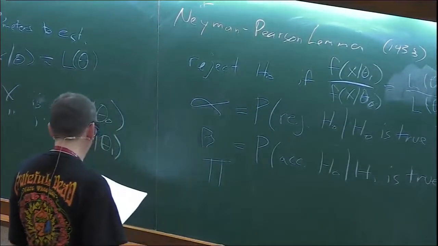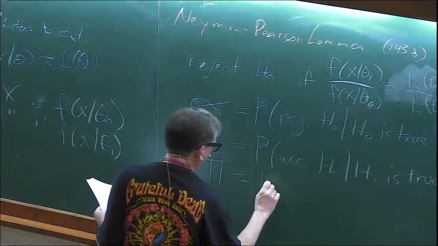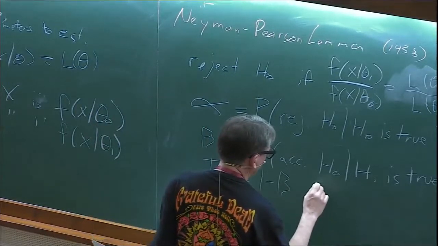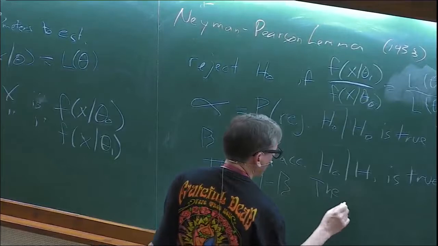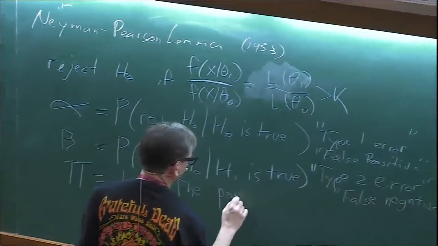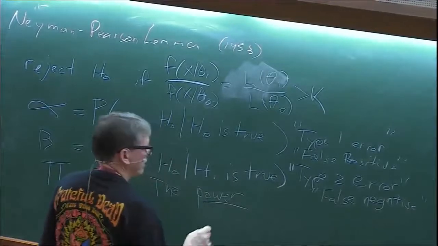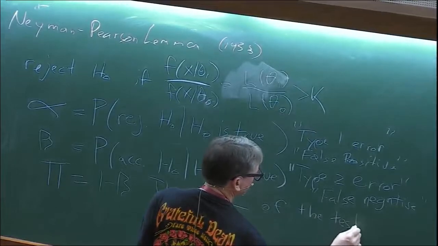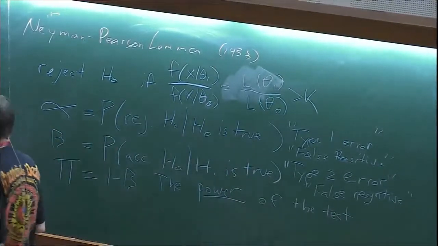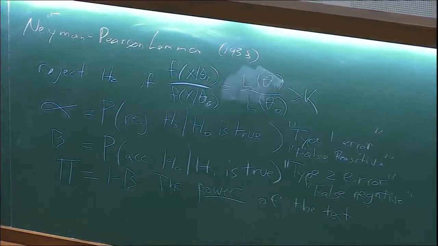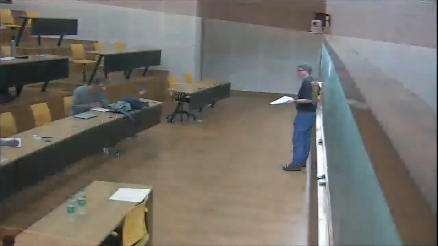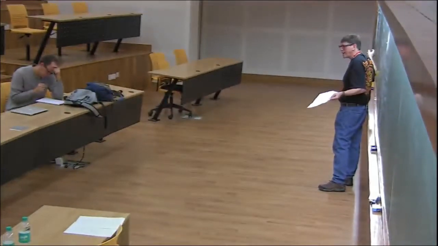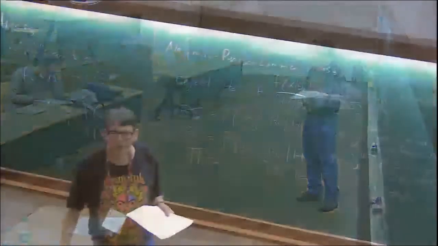So we also wanted to find pi, which is 1 minus beta, okay? That is the power of the test. That's the ability of the test to find a signal, okay? I'm saying a signal meaning H1, okay? That's like some effect, selection with husbands and wives, as opposed to no effect. That would be H0.